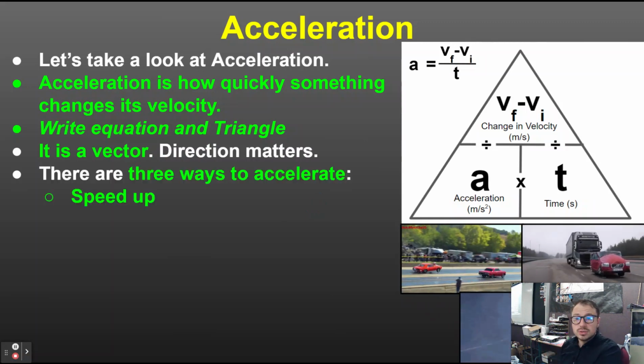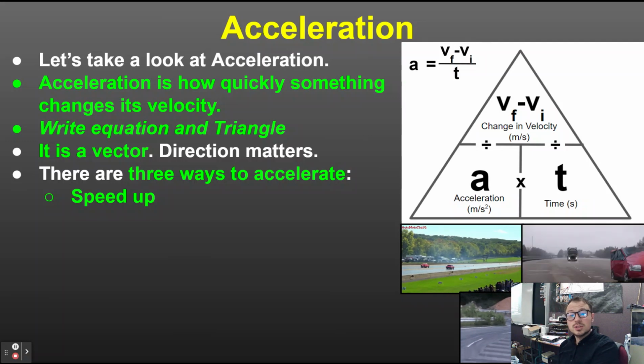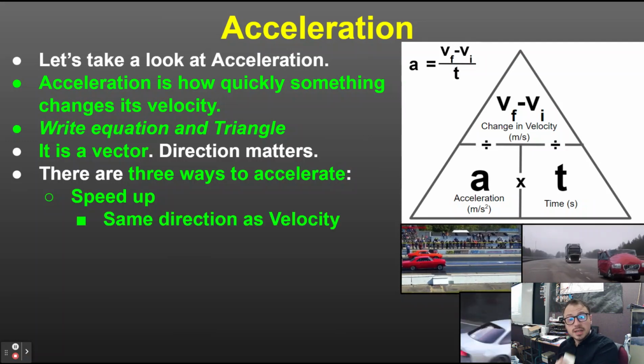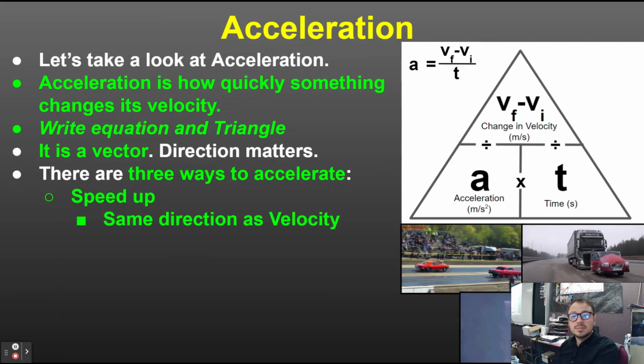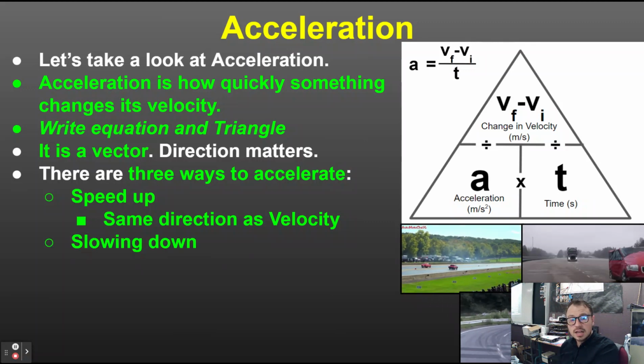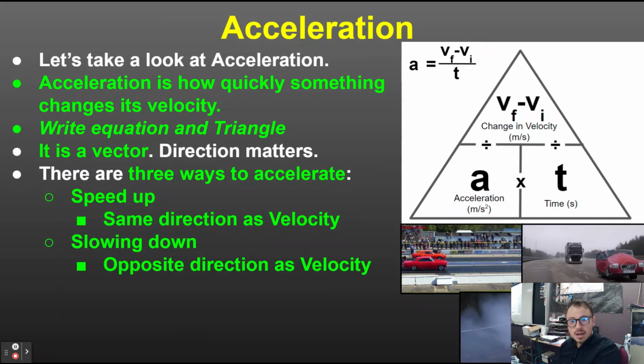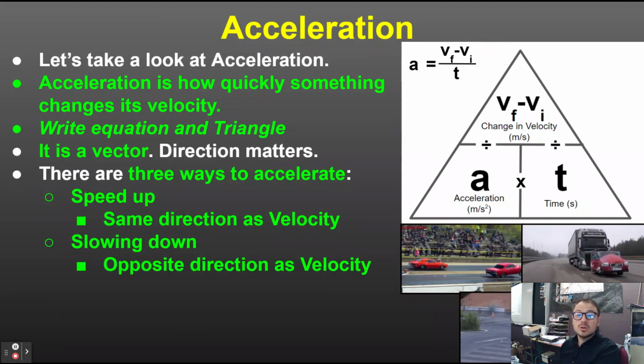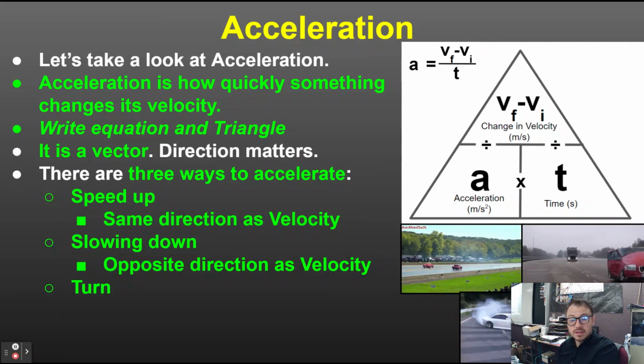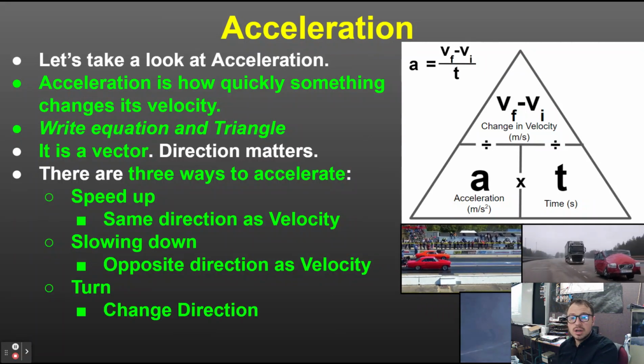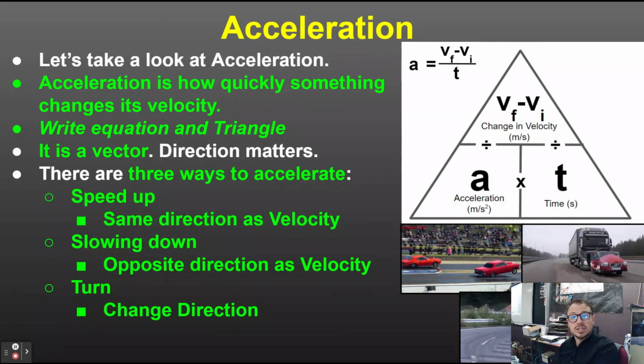There are 3 ways to accelerate. Number 1, you can speed up. If you're speeding up, the acceleration is going to be in the same direction as the velocity. Now, you can slow down. And if you're slowing down, the acceleration will be in the opposite direction of the velocity. And you can also turn, which means you're just changing direction.